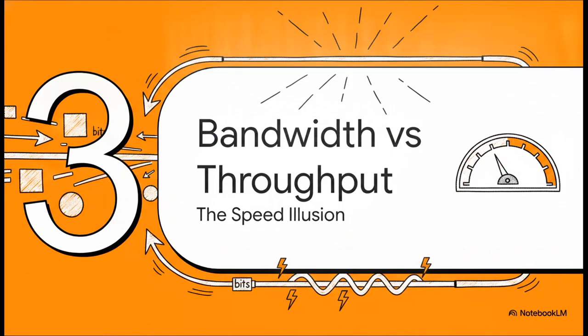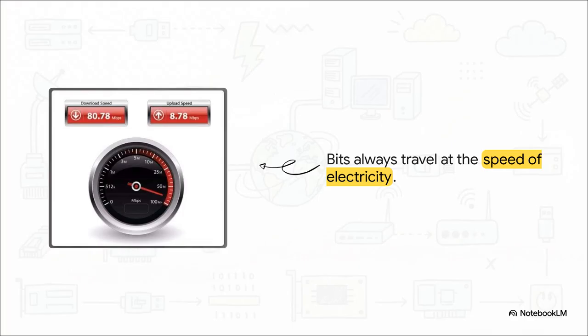All right, Section 3, bandwidth versus throughput, the speed illusion. We've all stared at that internet speed test style, right? Well, prepare for a reality check. Bits don't actually travel faster on a better connection. Seriously? On a standard copper cable, whether you have a 10 megabit per second connection or a 100 megabit per second connection, those bits always travel at the exact same speed, the speed of electricity.